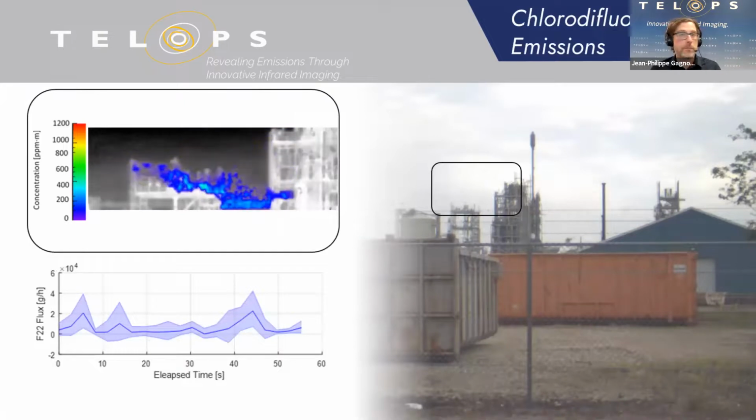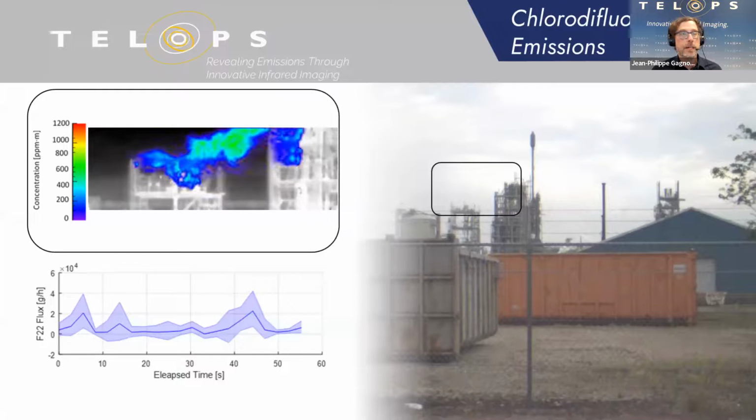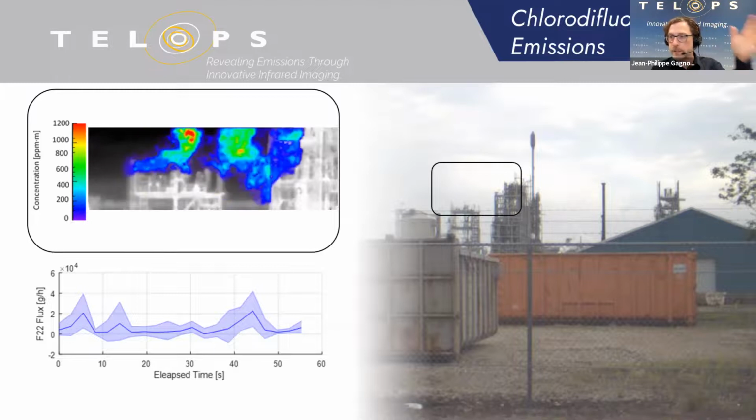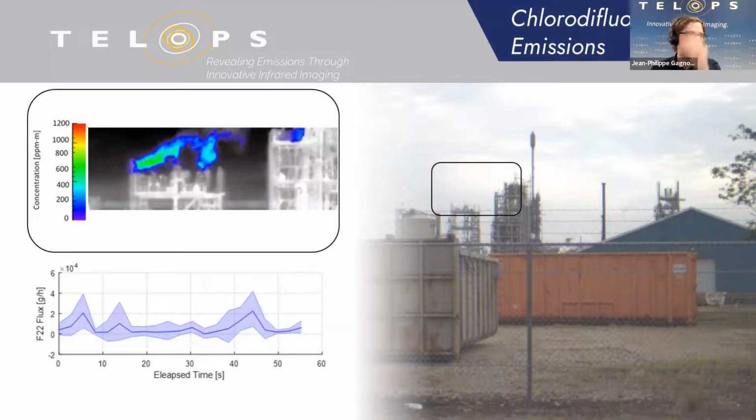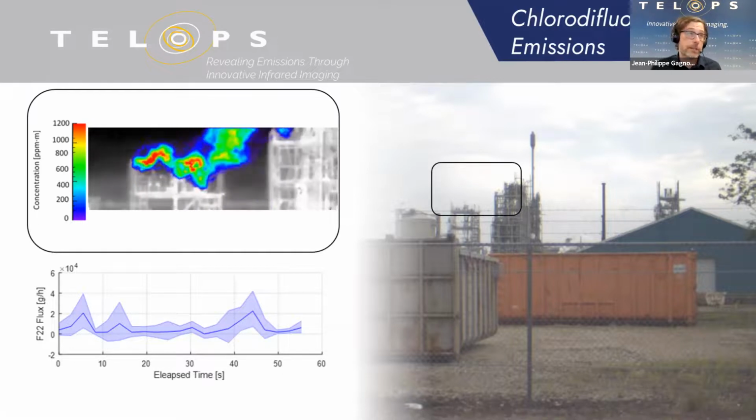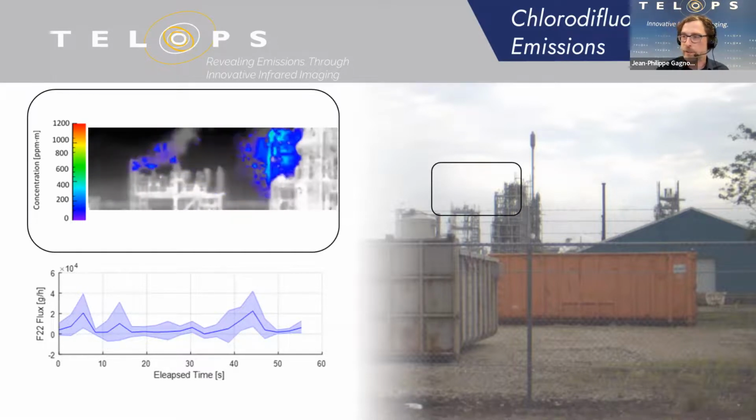Another type of measurement that we've made, same kind of idea here. We're located 350 meters away looking at chlorodifluoromethane, so F22 emissions. And you see here quite a large emission of the gas. And you can see it was a pretty windy day, so it blows all over the place. And again, we were able to extract the flow rate from that emission. Unfortunately, here I don't have any in situ measurements to compare against.